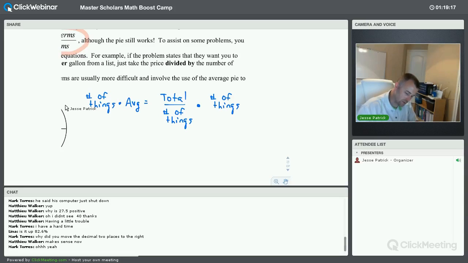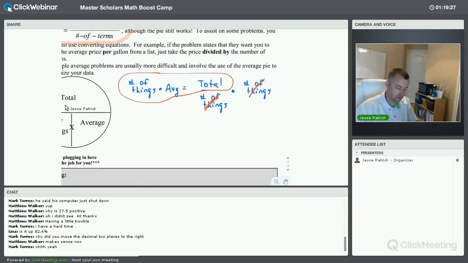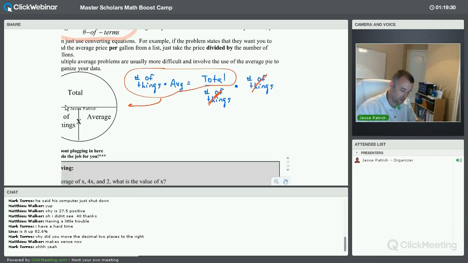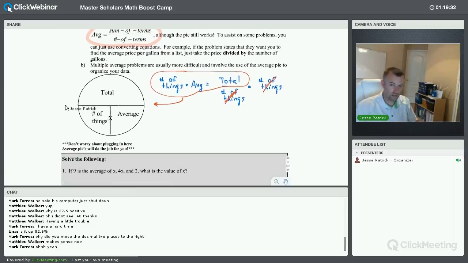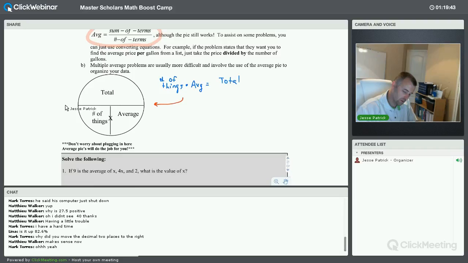If you're trying to write this down, you don't have to. I'm kind of going quick. This is a little bit of algebra here: these would cancel, and I'd be left with this equation. What I'm doing is taking this equation and plugging it into a pie chart, I guess you can say. So what this says is the following. Pretend like none of this existed. That average pie is basically that equation. Total, or the sum of all your terms, is equal to the number of things times the average.